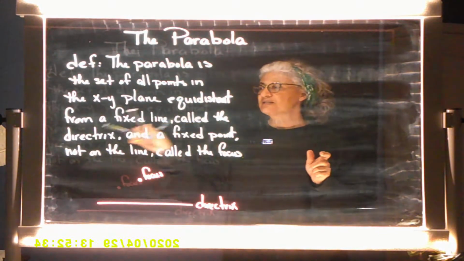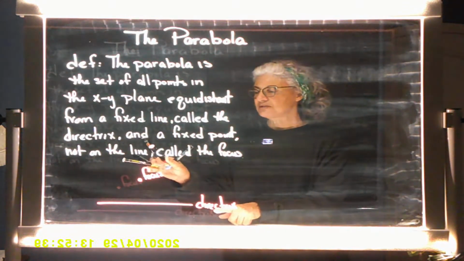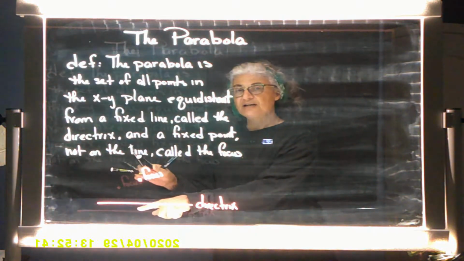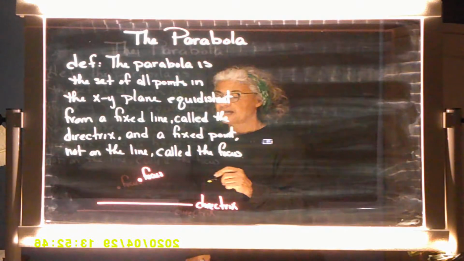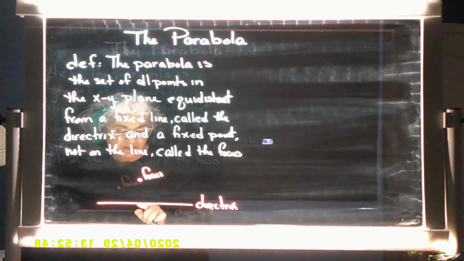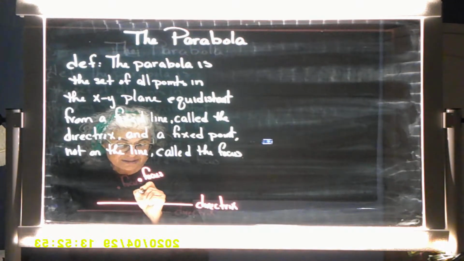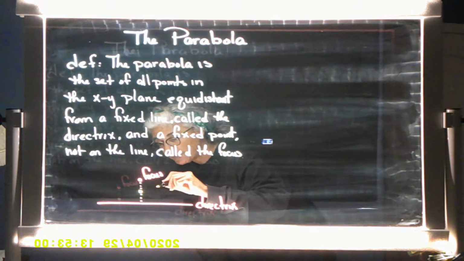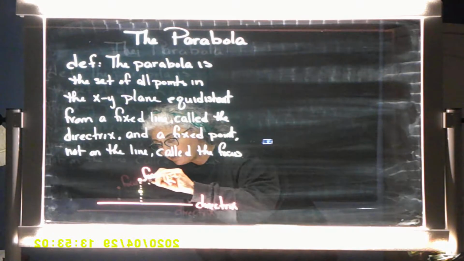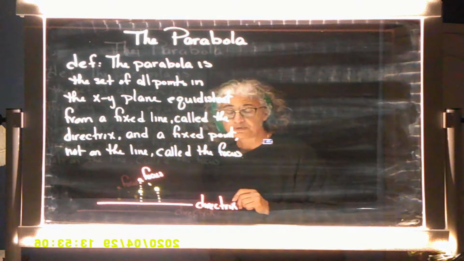So equal distance from a fixed line called the directrix and a fixed point called the focus that's not on that line. So here's what it's telling us. If I want a point in between the focus and directrix, it needs to be the same distance away from the directrix as it is from the focus. You with me? And if I find another point that's the same distance away from the focus as it is from the directrix, there's another point.